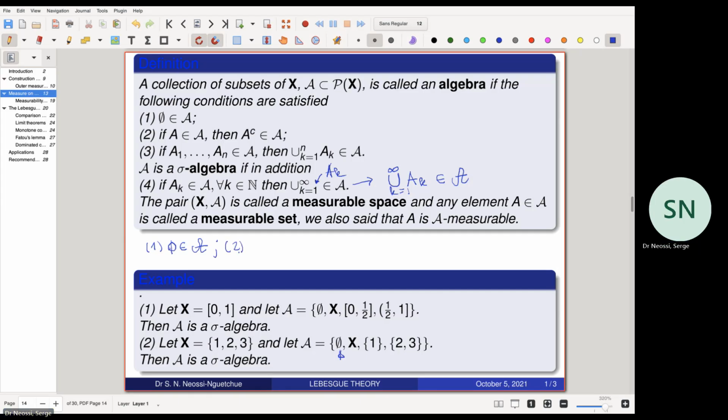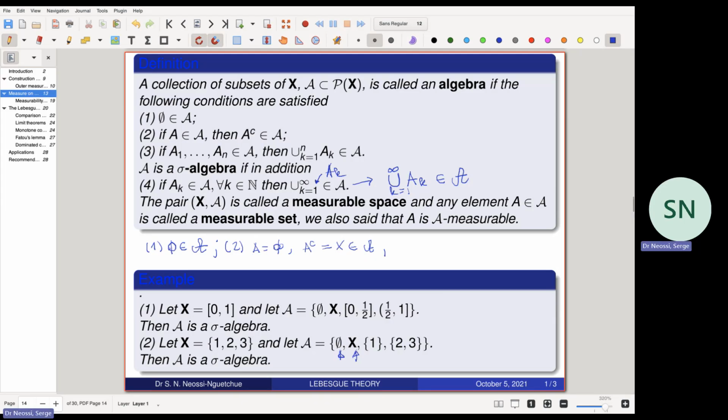Now the second axiom. We are going to take each element of calligraphic A and see if the complement is still in A. In other words, we can summarize axiom 2 by saying that A is closed, or stable, by complementation. Now, let's take the first element, the empty set. If I take A to be the empty set, I compute its complement. This is X. Is X in A? Yes, X is in A.